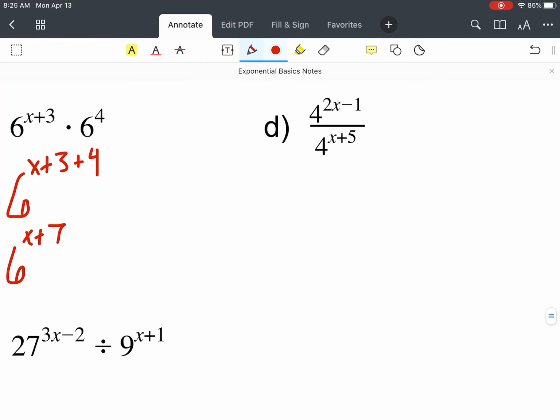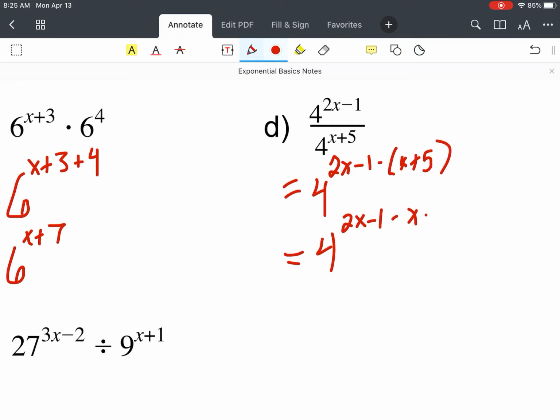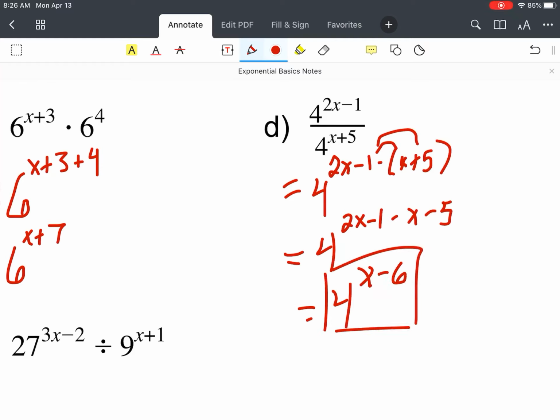If I am multiplying things with the same base, I add their exponents. Similarly, if I'm dividing two things with the same base, I'm going to subtract their exponents. So this is going to be 4 to the 2x minus 1 minus (x plus 5). Notice I put that x plus 5 in parentheses because I'm subtracting the entire quantity. So that's going to be 4 to the 2x minus 1 minus x minus 5 when I distribute the negative. So that is going to be 4 to the x minus 6.